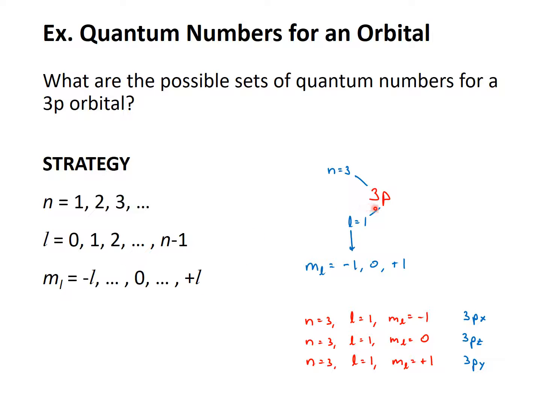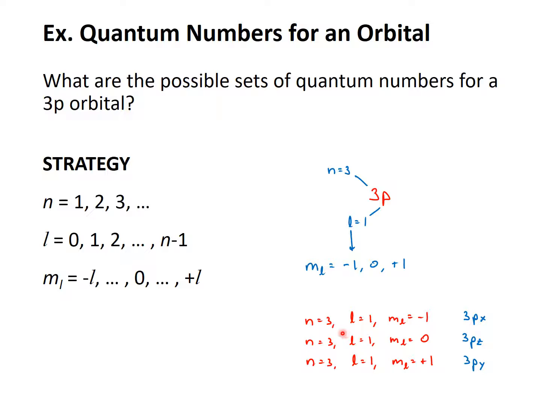So, the 3p atomic orbital. 3 indicates the principal quantum number, n equals 3. P indicates L equals 1. So therefore, allowed values for ML would be negative 1, 0, and plus 1.